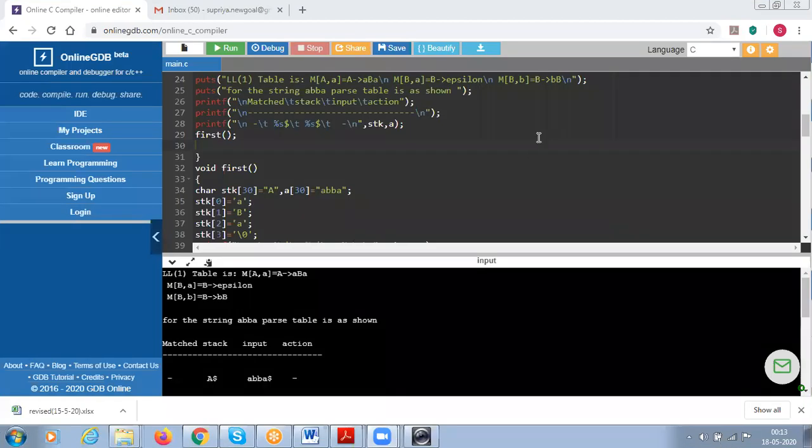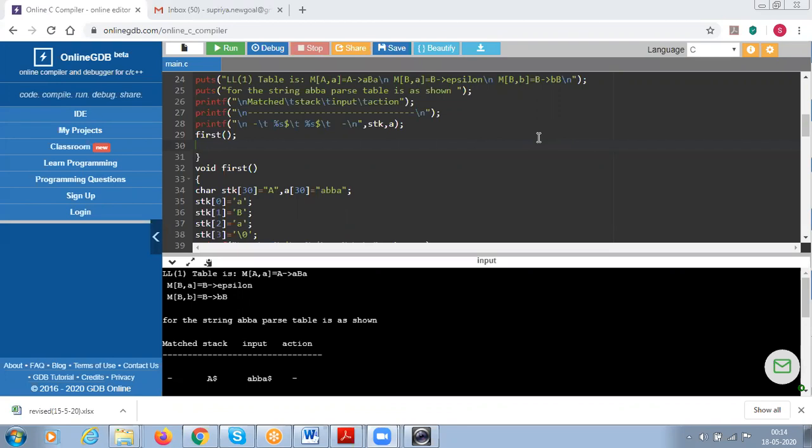Hello students, welcome back. Now continuing with the third program, that is the 3B part. The 3B part shows you how to parse a specific string. According to the given lab program, the string given is ABBA. You need to show the parsing: how the compiler produces a parse table, or how the compiler parses a specific string.